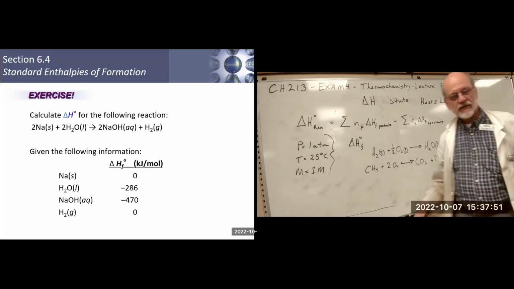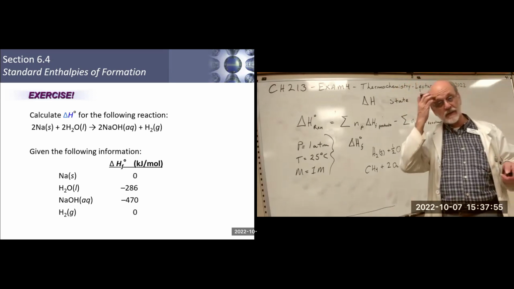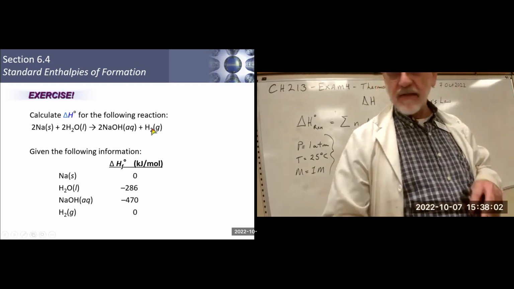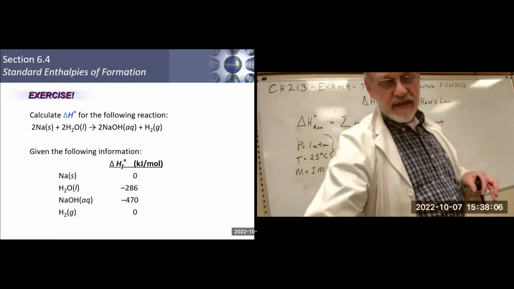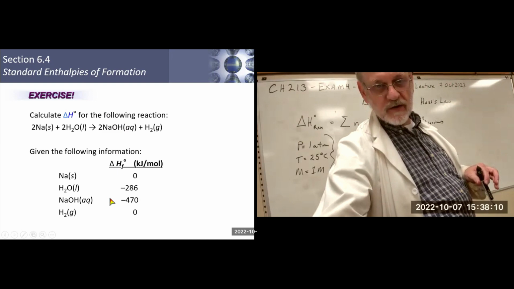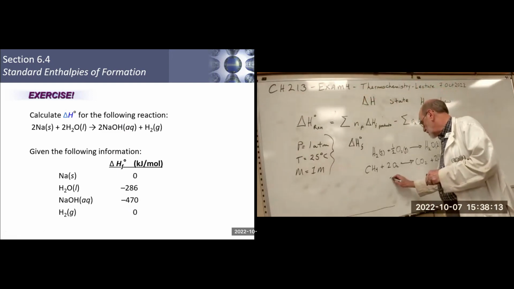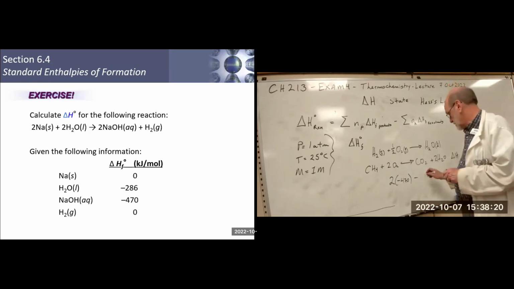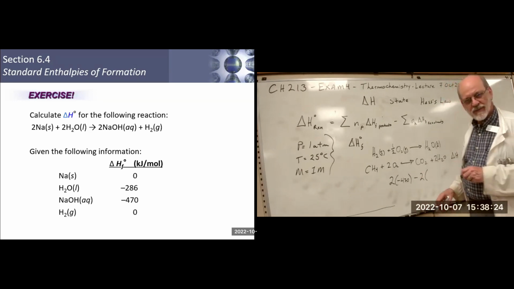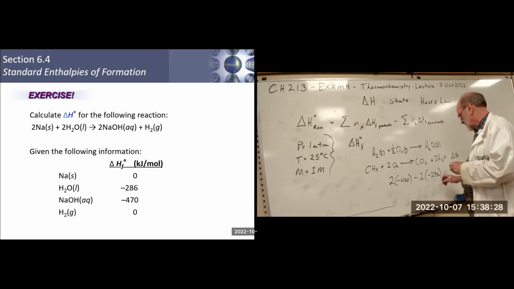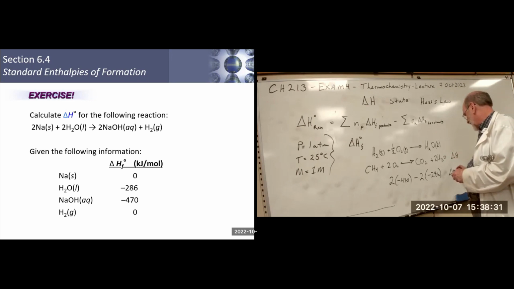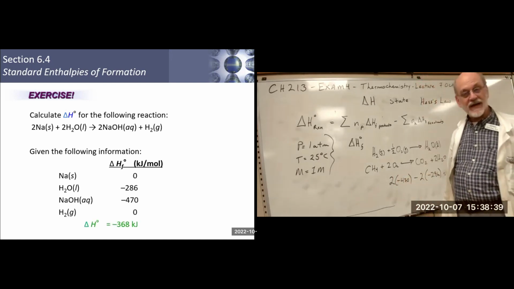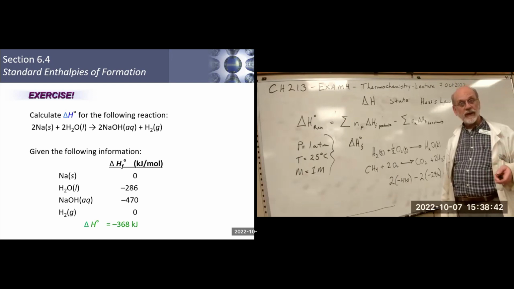Here's another example. Sodium plus water yields sodium hydroxide plus hydrogen gas. All right. Notice that we've got 2 elements in here, sodium and hydrogen. They don't have a value. They're zeros. So what we need is the product, 2 sodium hydroxide. So 2 times minus 470. And then minus 2 times water. And what's water? Water is minus 286. Right? So that will give us our enthalpy for that reaction. And if we do the math, it's minus 368 kilojoules, which is very exothermic.